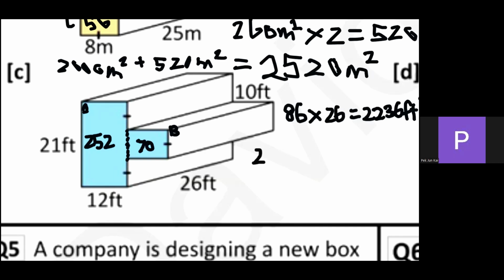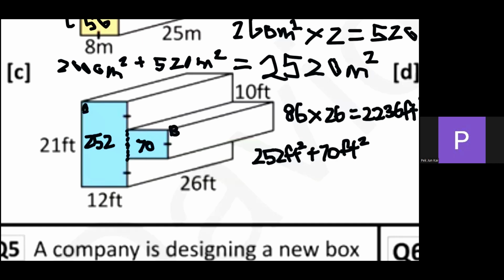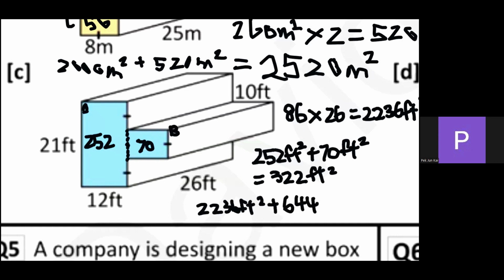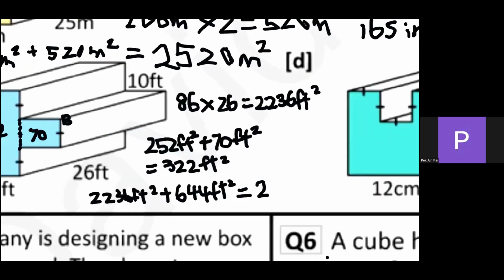So 252 feet square plus 70 feet square, we would get 322 feet square. We multiply this by 2 and we would get 644 feet square. So we take 2,236 feet square plus 644 feet square, we would get 2,880 feet square. So this would be the answer for question C.